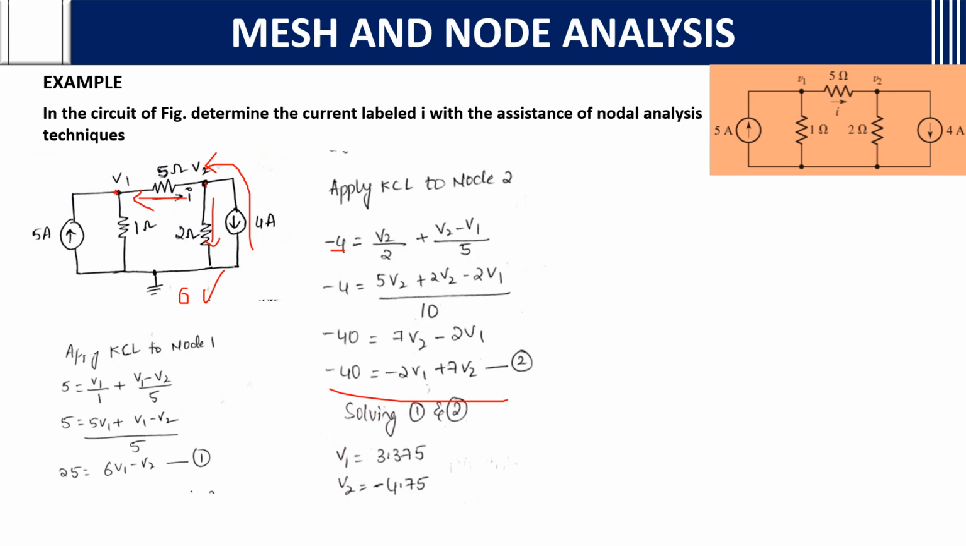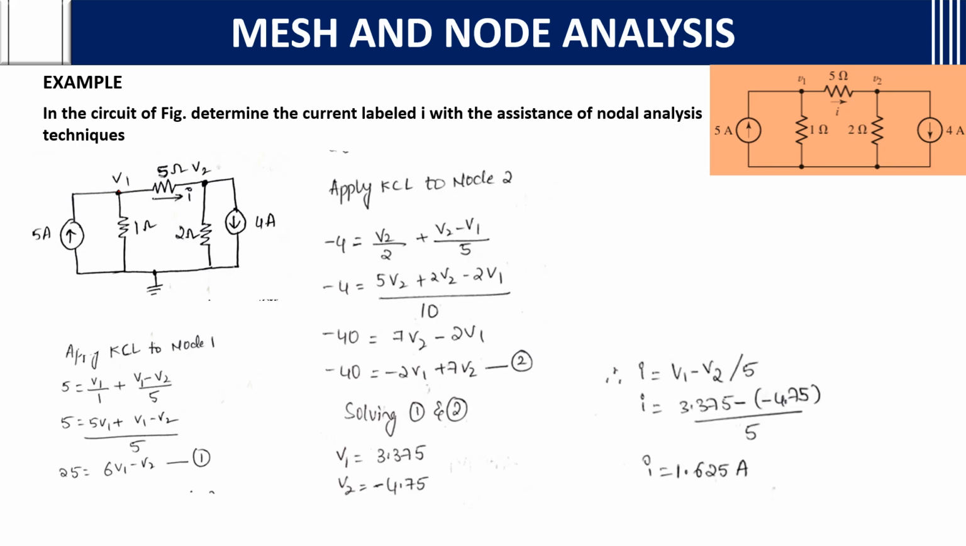After calculating, by solving 1 and 2, you will get the V1 and V2 values, 3.375 and minus 4.75. You want the current labeled across the 5 ohms. How will you get it? I equals (V1 minus V2) by 5 ohms. V1 minus V2 is 3.375 minus of minus 4.75, divided by 5. You will get 1.625 amperes.